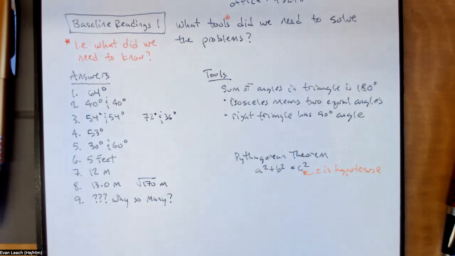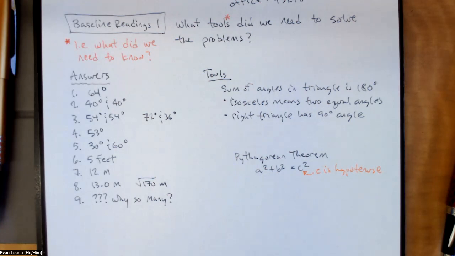So problems 4 and 5 are both, there's 180 degrees total, 90 are taken up by the right angle. What are the other 2? And then in problem 6, we needed the Pythagorean theorem. And in problem 7, we just needed to rearrange the Pythagorean theorem. And then problem number 8, we still need the Pythagorean theorem. And then in problem 9, we haven't really talked about it.